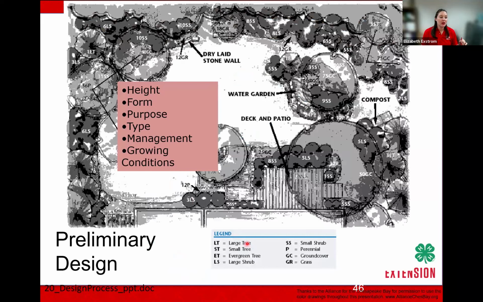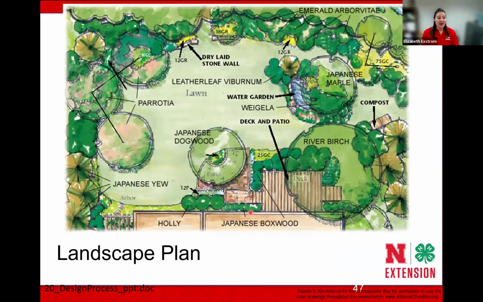This is when we're going to call out, I want a large tree, I want a small tree, I want a perennial, I want a ground cover. We're going to narrow it down from that bubble diagram, and we're going to be more specific with that preliminary design. The next step with that landscape plan is then calling out that plant material for what we're looking for and for that growing environment.